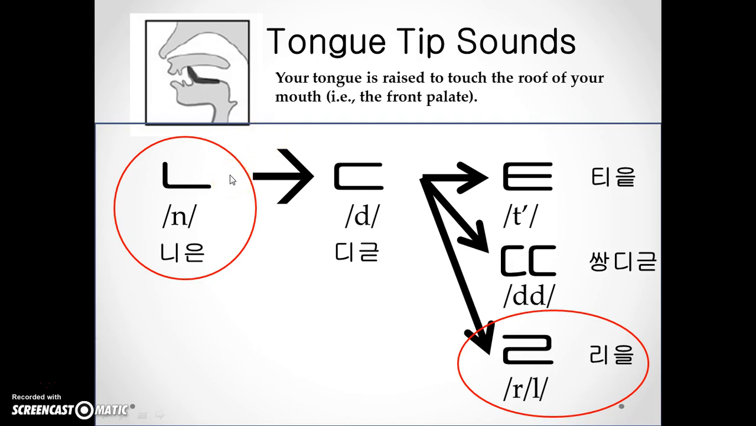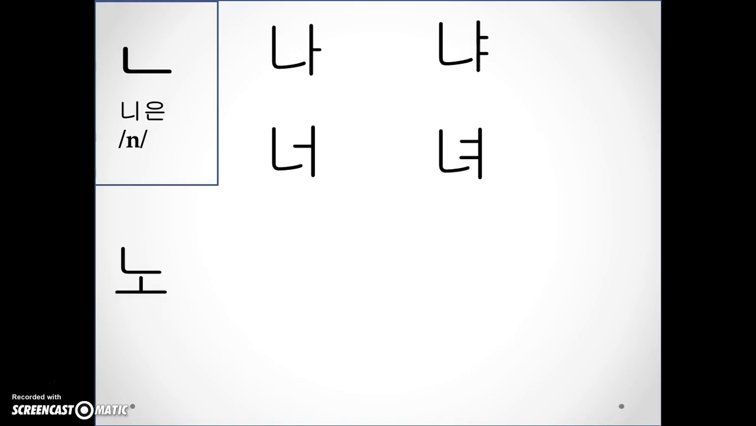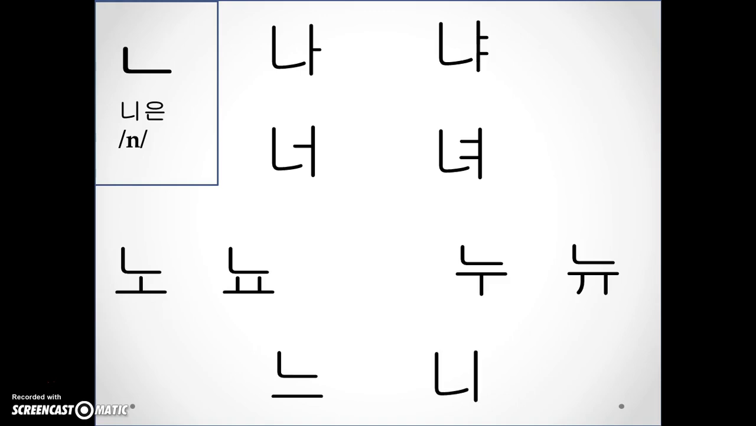And we're going to talk about 니은 and 리을 today. And tomorrow we're going to talk about the rest of them. Okay? So let's start with 니은. 니은 can be represented by N in the English alphabet, guys. And if I were to combine this 니은 with the different basic vowels we learned, it's going to be like this. 나, 냐, 너, 녀, 노, 뇨, 누, 뉴, 느, 니.